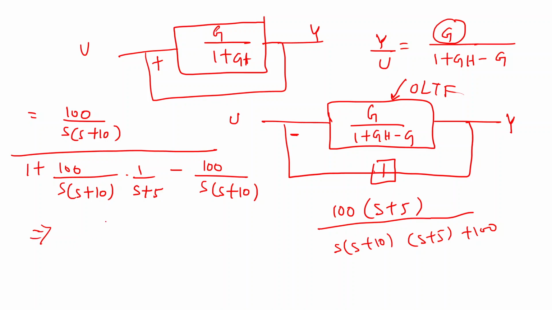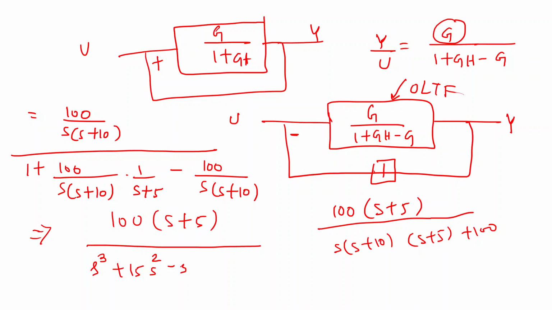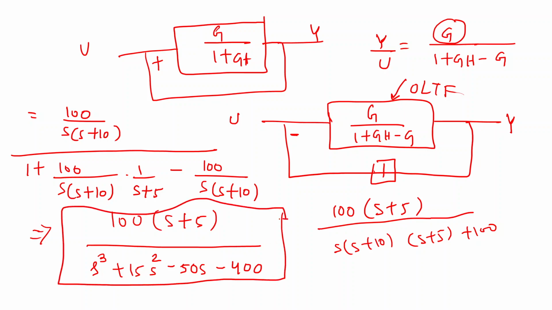So this will be how much? I think you'll get something like 100 into S plus 5 divided by S cube plus 15 S square minus 50 S minus 400. I think the final expression will be like this. This is the open loop transfer function.